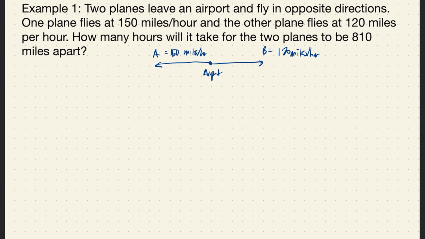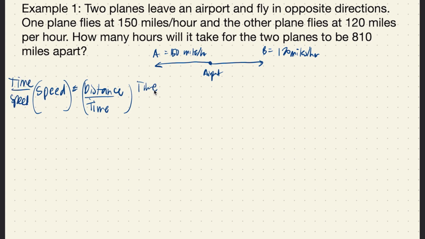So we have speed is equal to distance over time. Since we are asked for the time, what we need to do is multiply both sides by time and divide by speed. That cancels this one, and then you'll have time is equal to distance over speed.